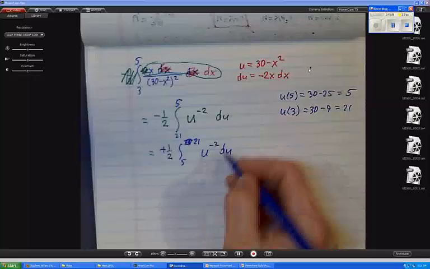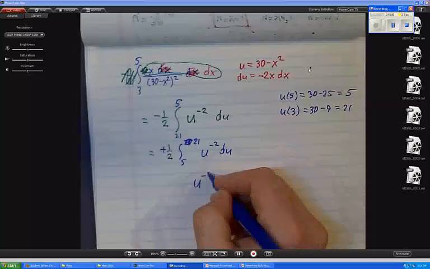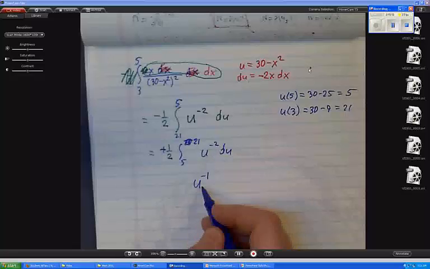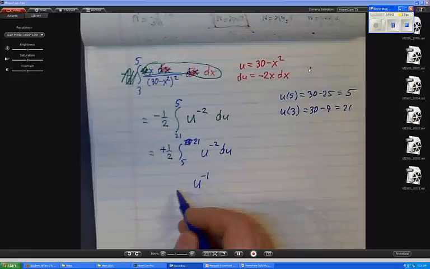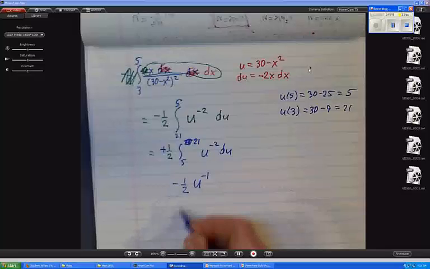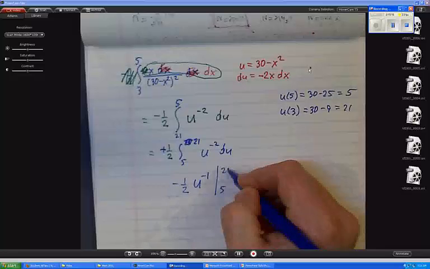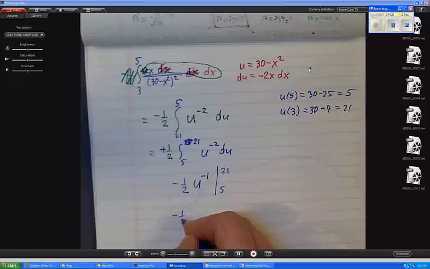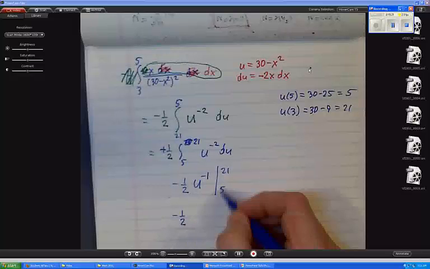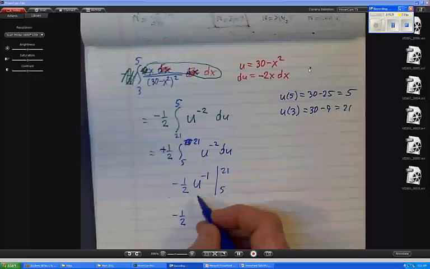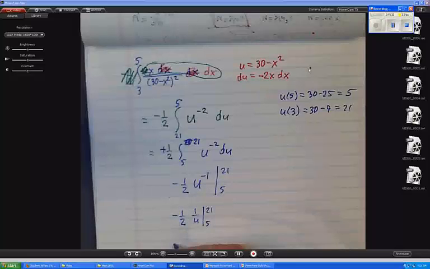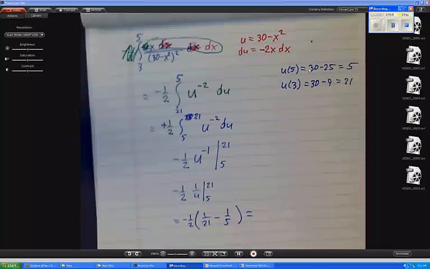U to the negative 1 power is what I get when I take the antiderivative. But then I have to put a negative out front. Now I'm back to negative. And here's 5, and here's 21. So I get negative 1/2, and these are u values, so I can plug them right in, of, by the way, u to the negative 1 means 1 over u, evaluated from 5 to 21. So this is negative 1/2 of 1 over 21 minus 1/5, whatever that equals. That's a positive answer, which is good, and I'm done.